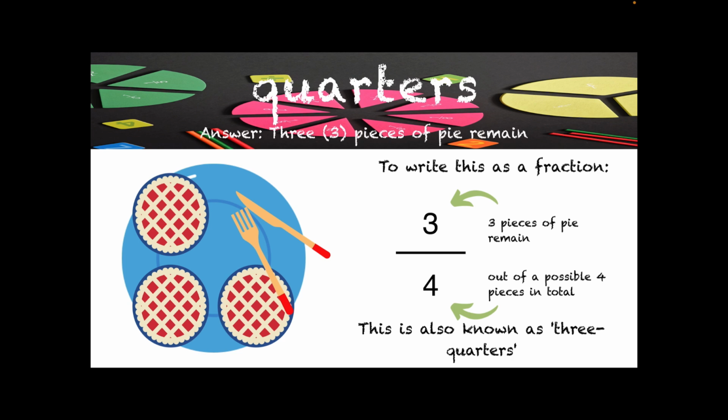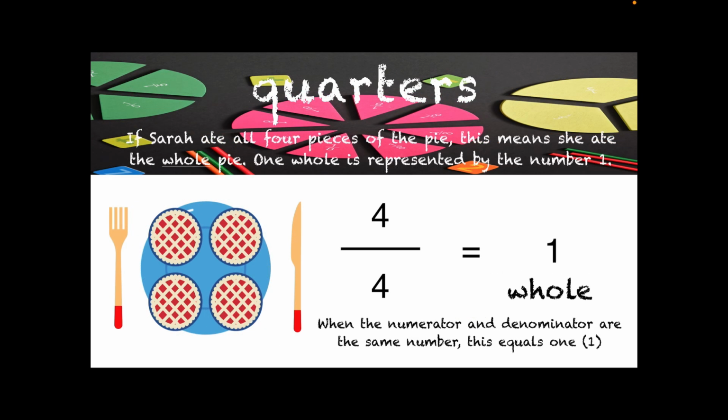So to write the remaining pie as a fraction, we would say 3 pieces of pie remain out of possible 4 pieces in total. So in this case, 3 would be our numerator and 4 our denominator. This is also known as 3/4. If Sarah ate all 4 pieces of the pie, this means she ate the whole pie. When the numerator and the denominator are the same, it means that the fraction is a whole. One whole can also be represented by the number 1.